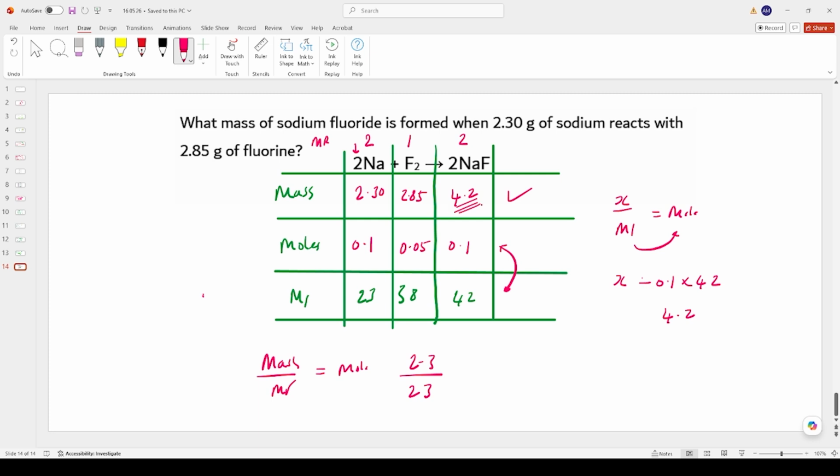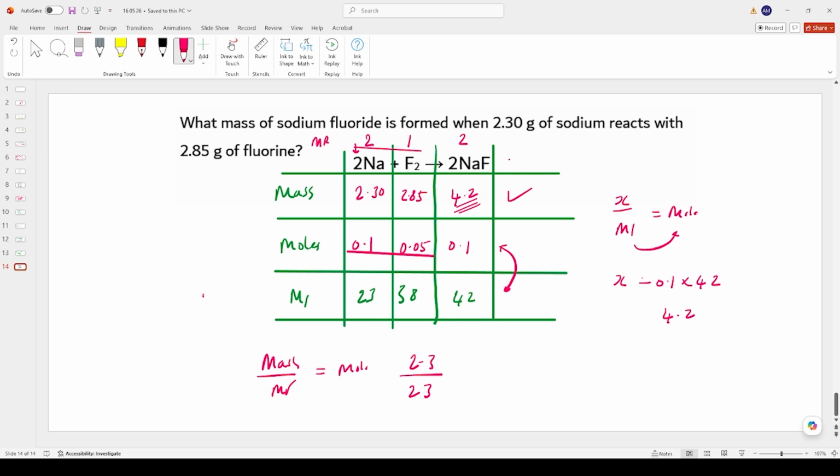Fluorine was 0.075. I don't know what planet you're on, my friend, but come back to Earth, please. Do you know how I got 0.05? I looked at the molar ratio, 2 and 1. Did you get it? 2 and 1. I looked at the molar ratio.